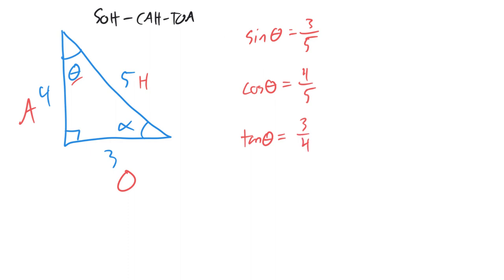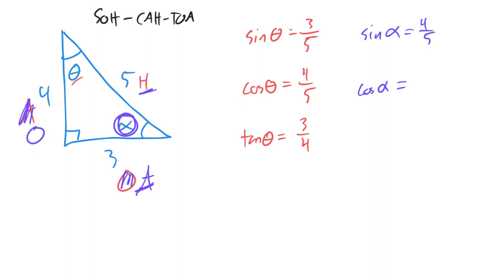We switch sides. Now we're looking at our alpha. That means this now is our opposite, and this is our adjacent, because this angle here is between the adjacent and the hypotenuse. Hypotenuse doesn't change. It's only the opposite and adjacent. So we do sine of theta, or sine of alpha, sorry. That's 4 over 5. Cosine of alpha is 3 over 5. And tangent of alpha is 4 over 3.